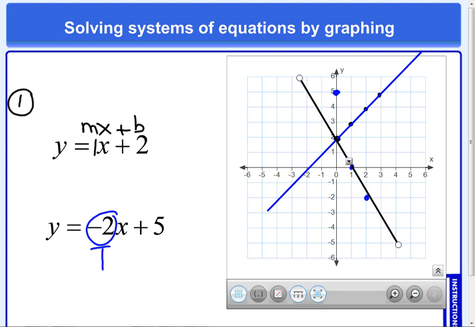Pardon? Oh, that's easy to fix. There it is. I wanted to go through 2. Thank you for correcting me. Where do they intersect? 1, 3. Yeah.